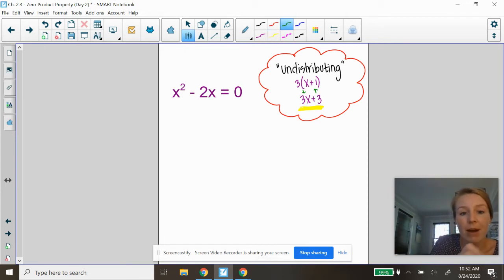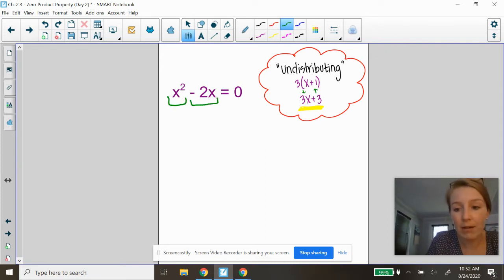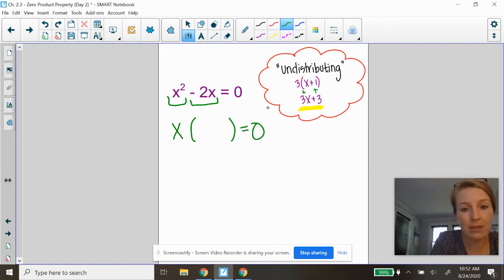So when we're thinking about ZPP and the equation on the left, I have my x squared, my x, and nothing else. So I'm going to use ZPP, but first I need to undistribute. So we're going to look at our two terms here of x squared and negative 2x, and I want to think about what do they share. So I see that they share an x. So I'm going to take my x outside the parentheses and redraw my parentheses. Now I'm going to think about what am I going to multiply x by so that I can get back to my x squared. Well, that's going to have to be an x, right? Because x times x is x squared. Now I want to think about what am I going to multiply my x by to get back to my negative 2x. Well, that's going to be my negative 2.